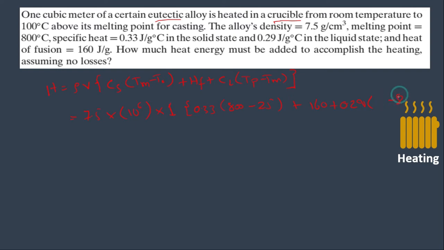We have Tm as 800, and what is Tp? It says Tp is 100 degrees centigrade above its melting point. The pouring temperature is 100 degrees centigrade above the melting point, so we can simply write 900 here. Is it okay? So you can just calculate this value and we will have the value of 3335 exponent 6 joules. So this is the total heat that is to be supplied for achieving a pouring temperature of 100 degrees centigrade above the melting point.